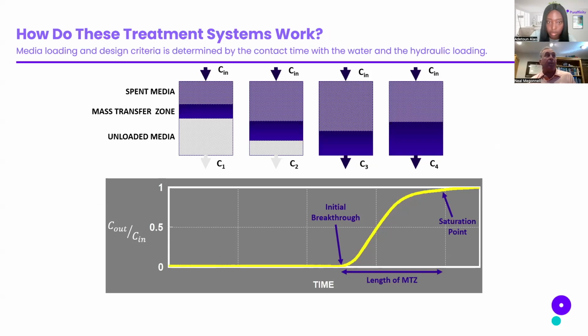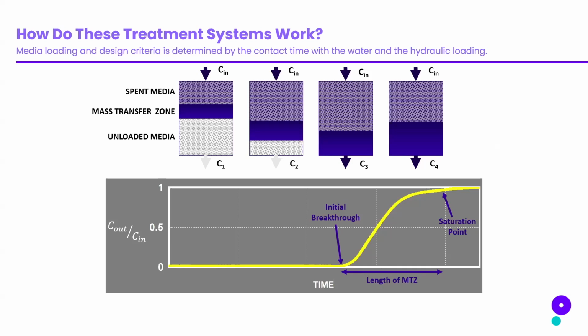mass transfer zone. The mass transfer zone is basically where the adsorption or ion exchange or whatever the process is to remove the compound is taking place. At the top of the bed, you will have what's called spent media, media that cannot remove any more. And at the bottom of the bed, you'll have basically clean material. As the mass transfer zone moves down through the bed of material, you will have an initial breakthrough time and a saturation point. Well, the initial breakthrough time for PFAS compounds could be either the detection limit or the limit that a governing body has dictated.